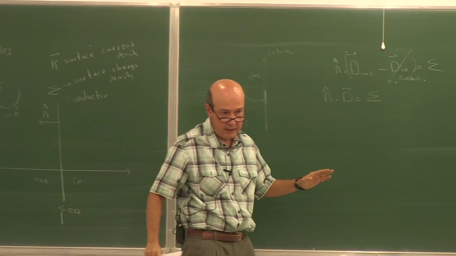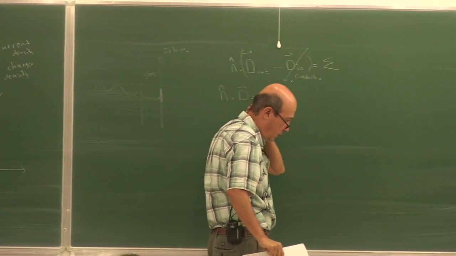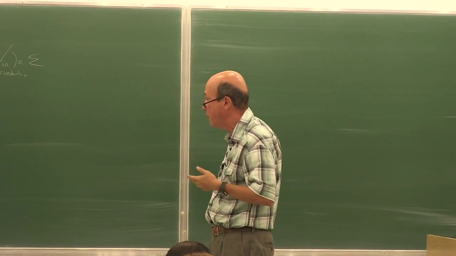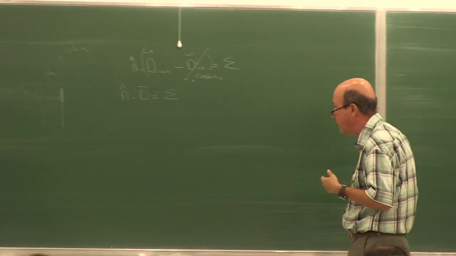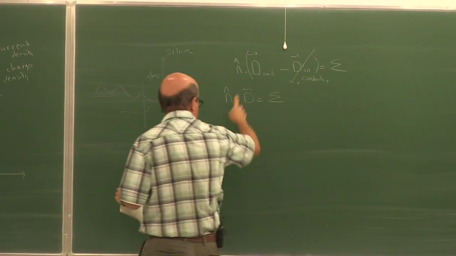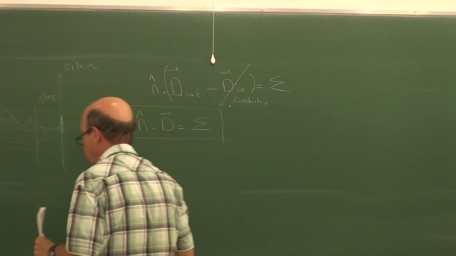So near the conductor, the perpendicular component, relative to the surface, of the electric displacement is much more dominant. So this is one boundary condition, and that is the behavior near the conductor.